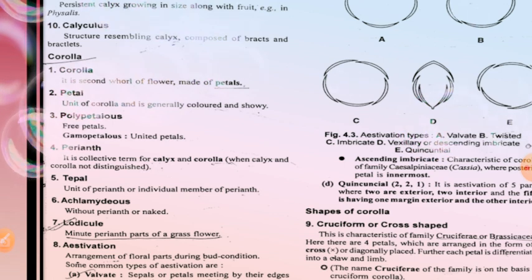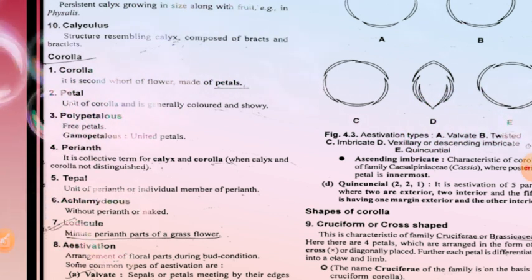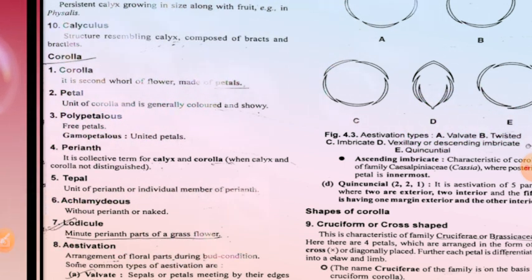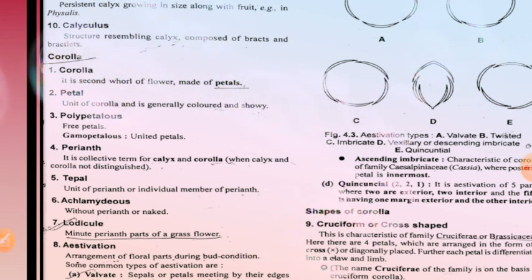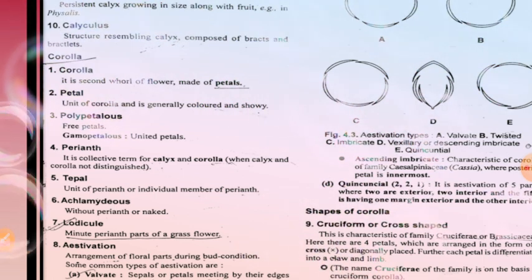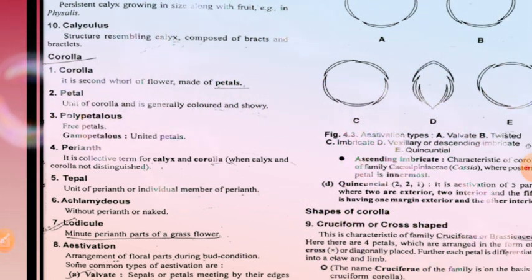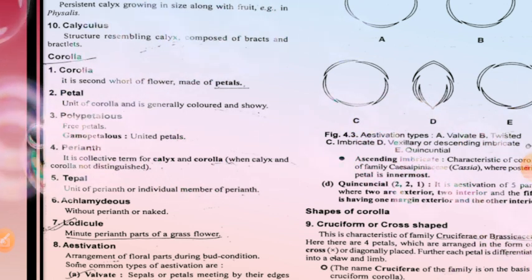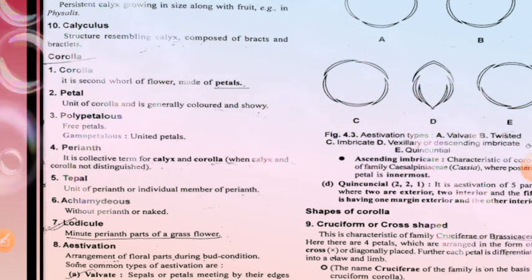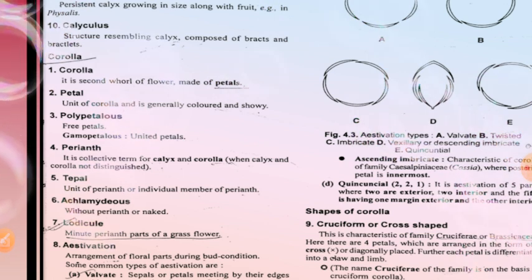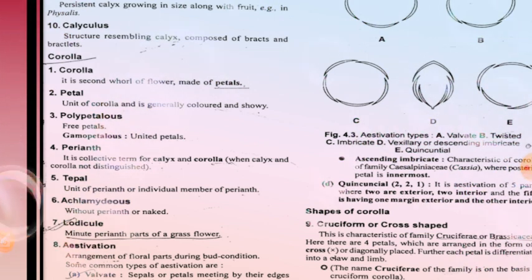Then polypetalous means the petals are freely present, and gamopetalous means united petals. Then perianth means calyx and corolla which are not differentiated or distinguished, and we call them the perianth. A tepal is the unit of the perianth, or the individual member of the perianth.